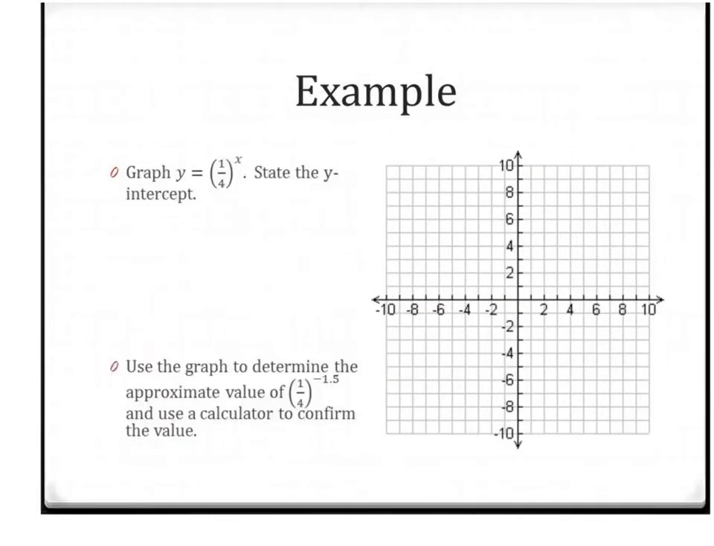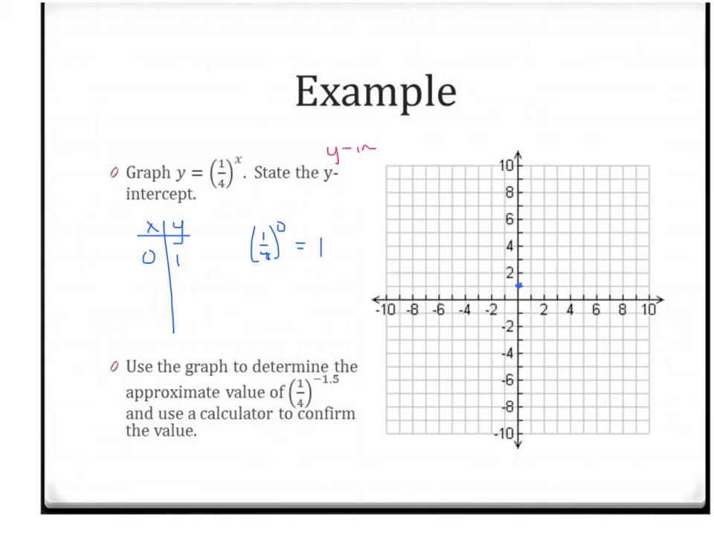Alright, so now I have one that happens to have a fraction for my a, and that is fine. You're going to do the exact same thing. I'm going to start with 0, and any number to the 0 power is 1, and you're going to make sure that you put your fraction in parentheses if you're putting this in your calculator. If you don't, you're not taking that whole fraction to that exponent. Okay, so state the y-intercept.